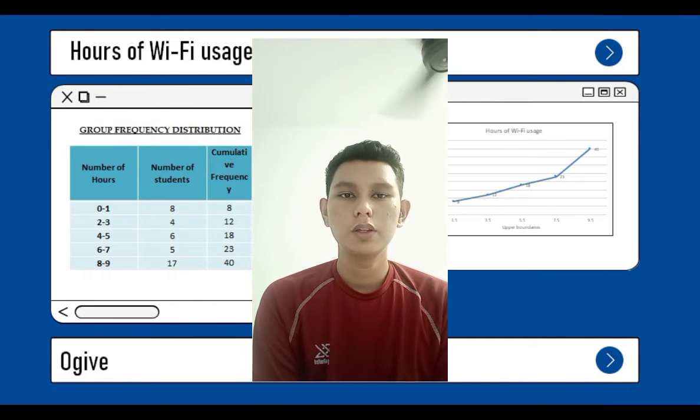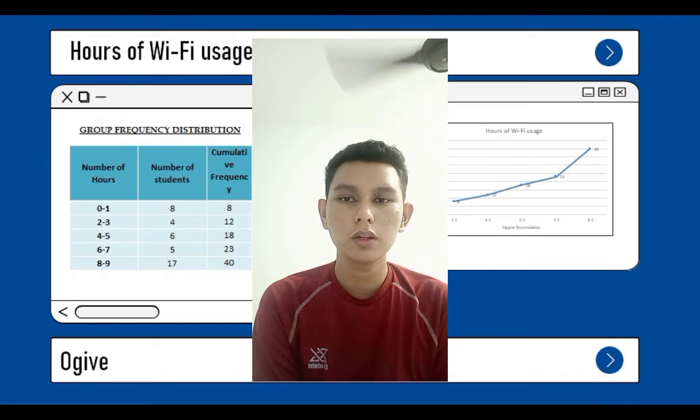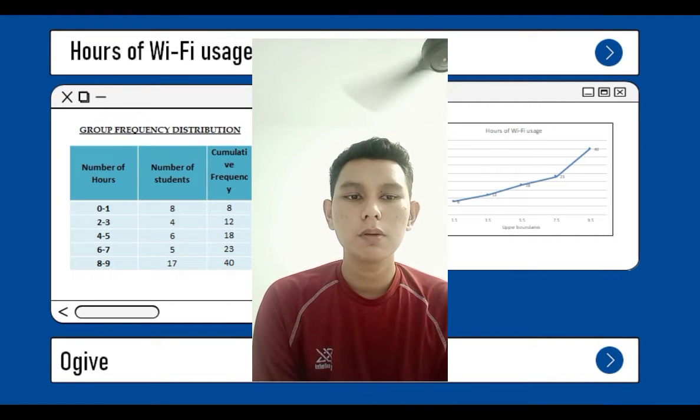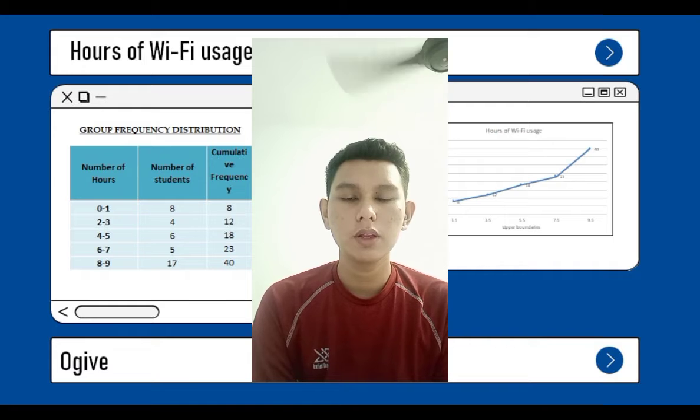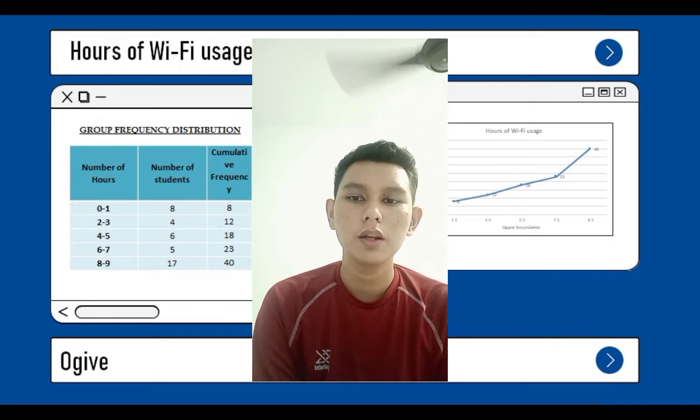And the last data presentation is ogive. This ogive shows hours of Wi-Fi usage among the students, and we use upper boundaries for the x-axis and cumulative frequency for the y-axis. We found that the highest number of respondents is 8 to 9 hours with 17 respondents, compared to the second, 0 to 1 hours with 8 respondents, and 4 to 5 hours with 6 respondents, and 6 to 7 hours with 5 respondents, and the last one is 2 to 3 hours with 4 respondents.